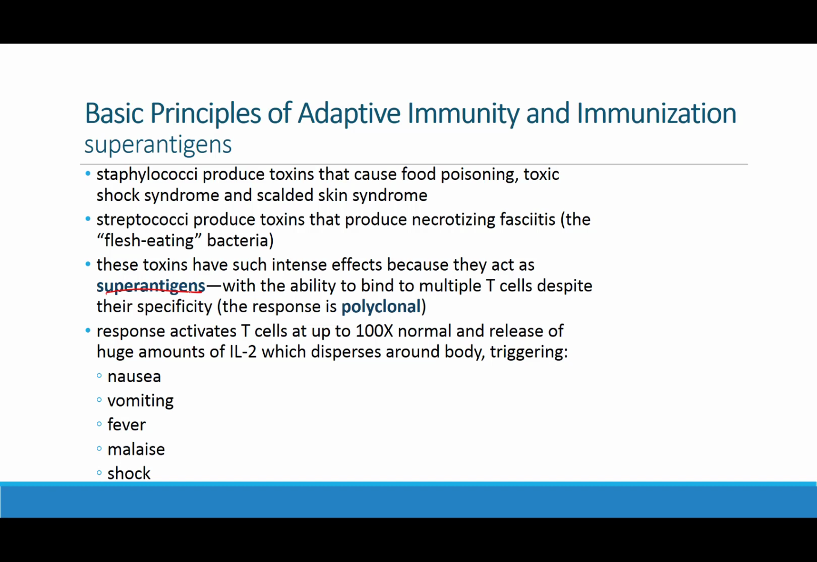Because we activate so many T cells, we see up to 100 times the normal response and the release of especially the chemical interleukin-2, which disperses around the body and triggers all sorts of nasty effects. We see nausea, vomiting, fever, malaise, just that general I-feel-terrible feeling, and it can contribute to the production of shock in the body, which can be deadly, as we see a huge drop in blood pressure especially. So superantigens have really significant effects that can be deadly to people.